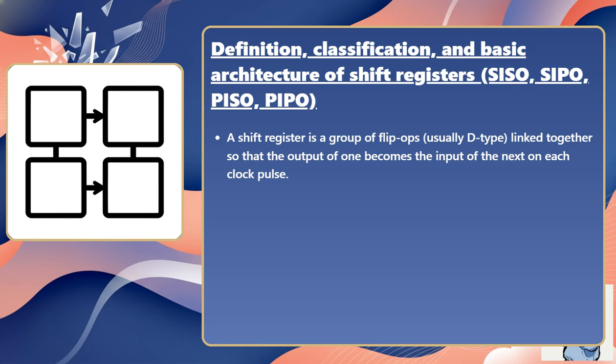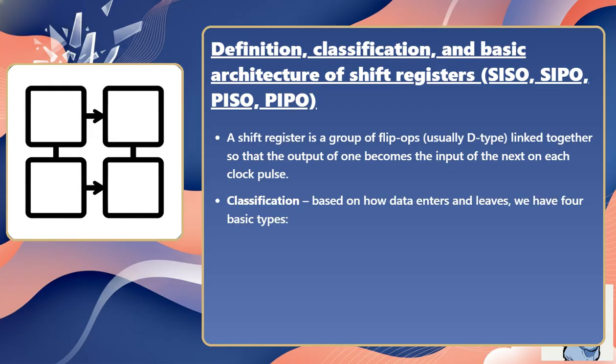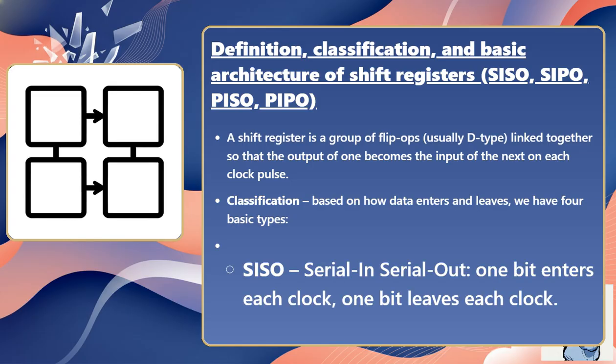A shift register is a group of flip-flops, usually D-type, linked together so that the output of one becomes the input of the next on each clock pulse. Classification: based on how data enters and leaves, we have four basic types. SISO, serial in, serial out. 1 bit enters each clock, 1 bit leaves each clock.